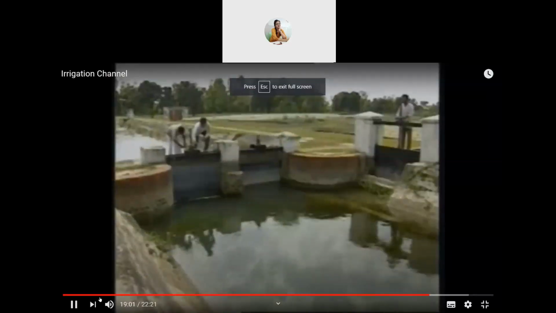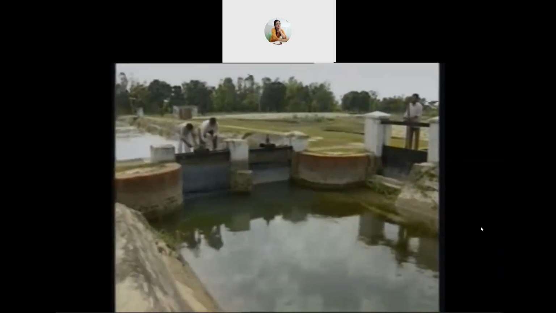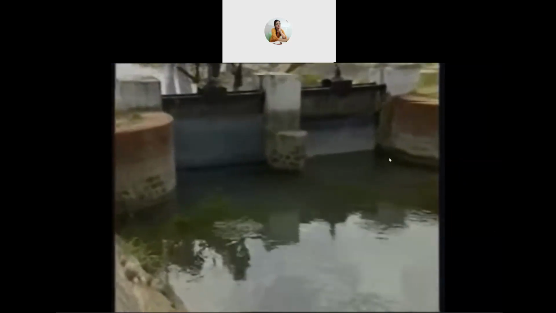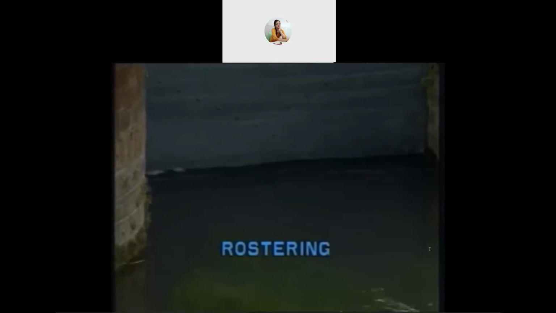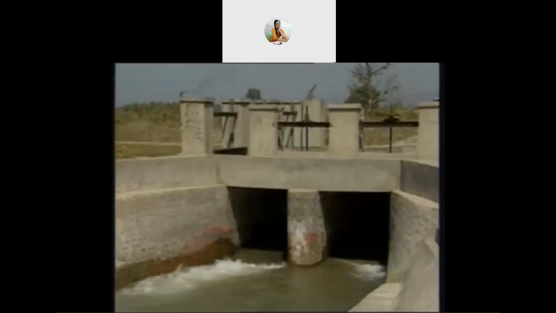In this process, sometimes it becomes necessary to run a group of channels at a time and to keep remaining channels closed. This process of rotation is known as rostering, and the whole process of distribution of water to branches and minors is termed as canal regulation. In spite of regulation, the irrigation channels do not always draw their desired discharges because of silt deposition, which makes the channel shallow.